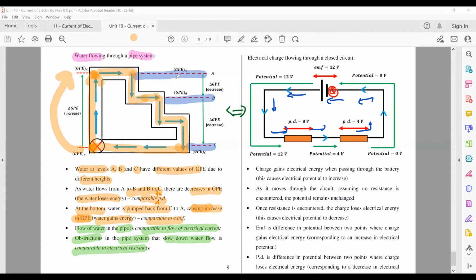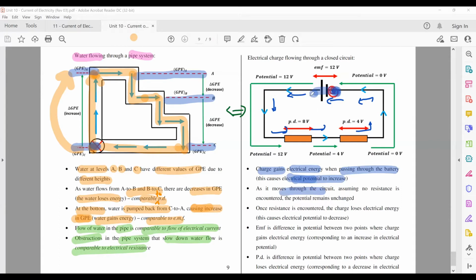So what we'll say is that the charge, once it passes through the battery, gains electrical energy when passing through it. This causes it to have an increase in electrical potential. All right, kind of like the case just now when we said that your water, when it went from the bottom to the top, gained gravitational potential energy. So over here, when your charge went through the battery, there's a gain in electrical energy, which causes its electrical potential to increase. All right.